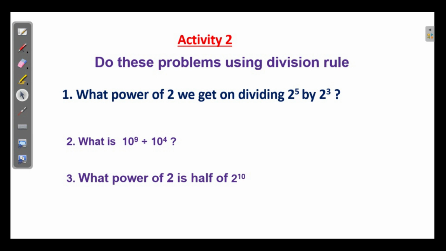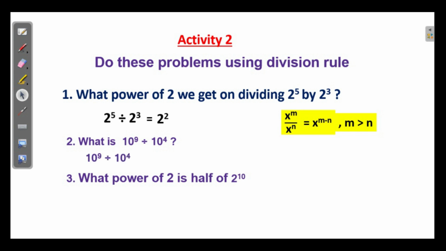What power of 2 do we get on dividing 2 raised to 5 by 2 raised to 3? Which rule do we have to use here? Here 5 is greater than 3, so m is greater than n. x raised to m by x raised to n is equal to x raised to m minus n. Dividing 2 raised to 5 by 2 raised to 3, we get 2 raised to 5 minus 3, which is equal to 2 square.